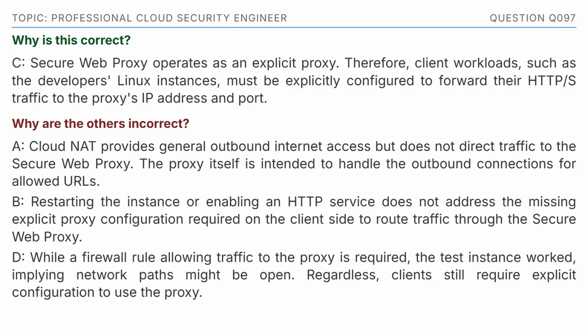A. Cloud NAT provides general outbound internet access but does not direct traffic to the secure web proxy. The proxy itself is intended to handle the outbound connections for allowed URLs. B. Restarting the instance or enabling an HTTP service does not address the missing explicit proxy configuration required on the client side to route traffic through the secure web proxy. D. While a firewall rule allowing traffic to the proxy is required, the test instance worked, implying network paths might be open. Regardless, clients still require explicit configuration to use the proxy.